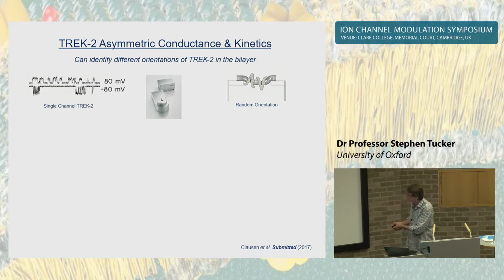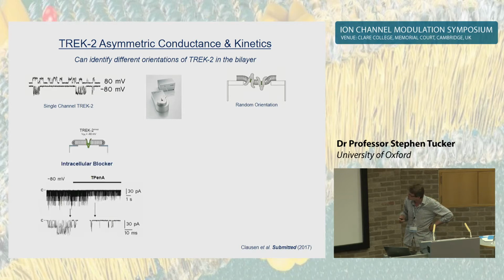Michael Clausen was very patient, and in the bilayer, luckily TREK has an asymmetric conductance. It has a slightly higher open probability at positive potentials, and it has a much larger conductance. We use about 200 millimolar potassium in these recordings, so it has a conductance of almost 300 picosiemens under the conditions that we study.